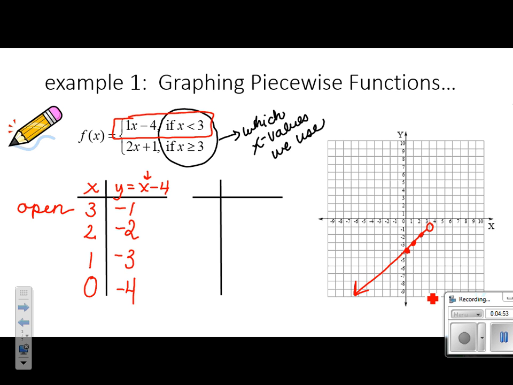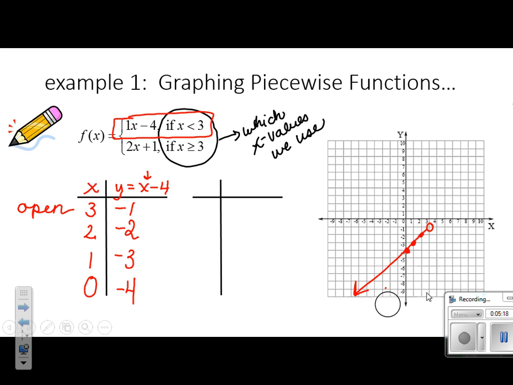Now, if I didn't tell you I wanted less than 3, I would graph the whole line all the way across the graph paper, and I wouldn't use an open circle. I'd just make a point everywhere I needed to go, and I'd have arrows on both ends. But I only want this piece of the graph, okay?